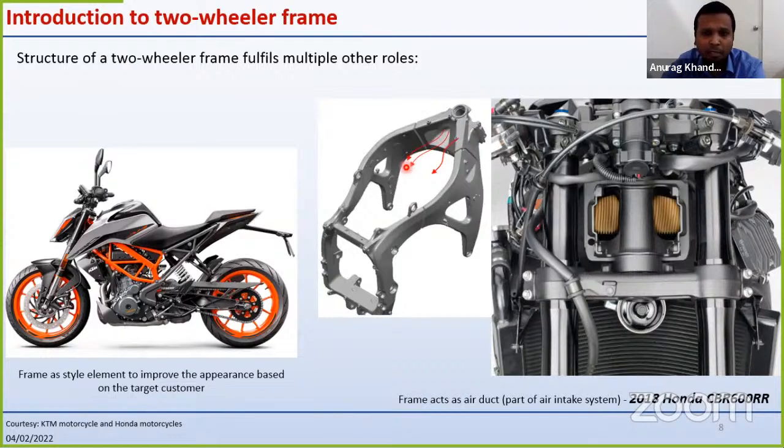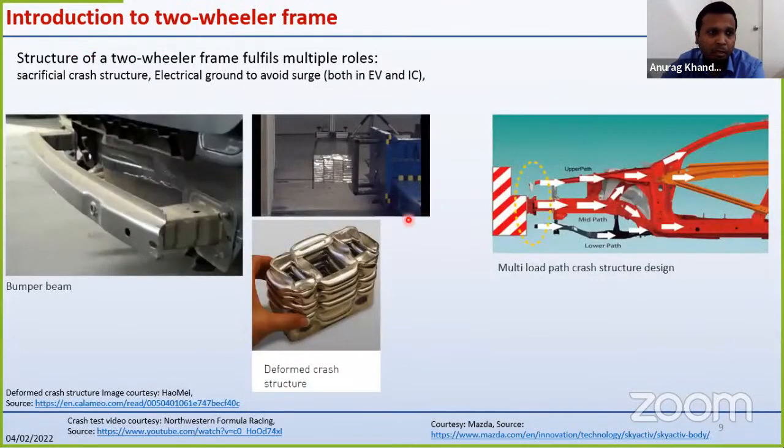These are only a few examples. The frame is also used for crash structures, mostly in four-wheelers. What you see here is a crash structure, or front bumper beam, which takes the frontal crash load. And what is a crash structure? It is a sacrificial part which absorbs the crash energy by sacrificing its own shape and form. A crash structure has two purposes: protect the integrity in case of a high speed crash, or minimize the cost of repair in case of a low speed collision.